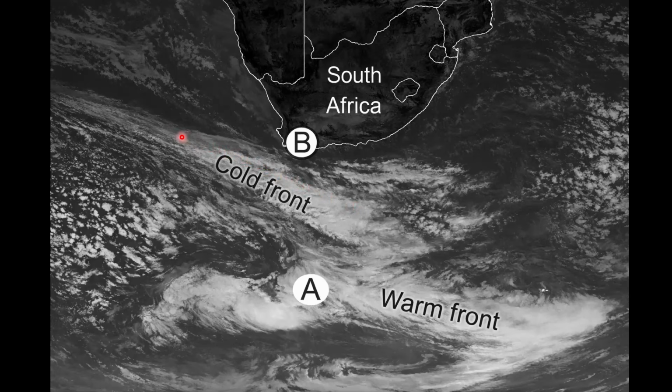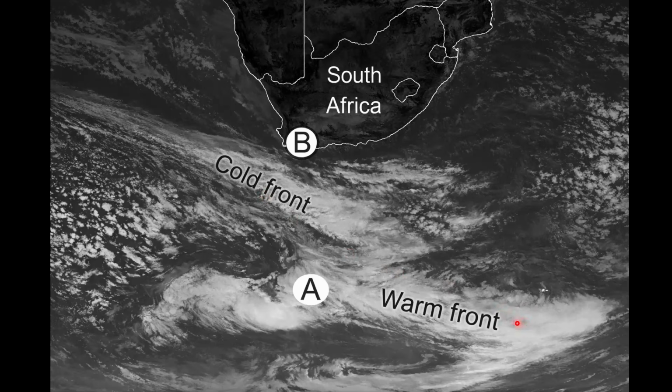Cold front occurs when cold air pushes underneath warm air. Warm air rises rapidly and this forms cumulonimbus clouds. Weather at the cold front includes heavy rain, strong winds, a sudden drop in temperature. So in the exam, cold fronts are identified by a dense cloud band and heavy rainfall.